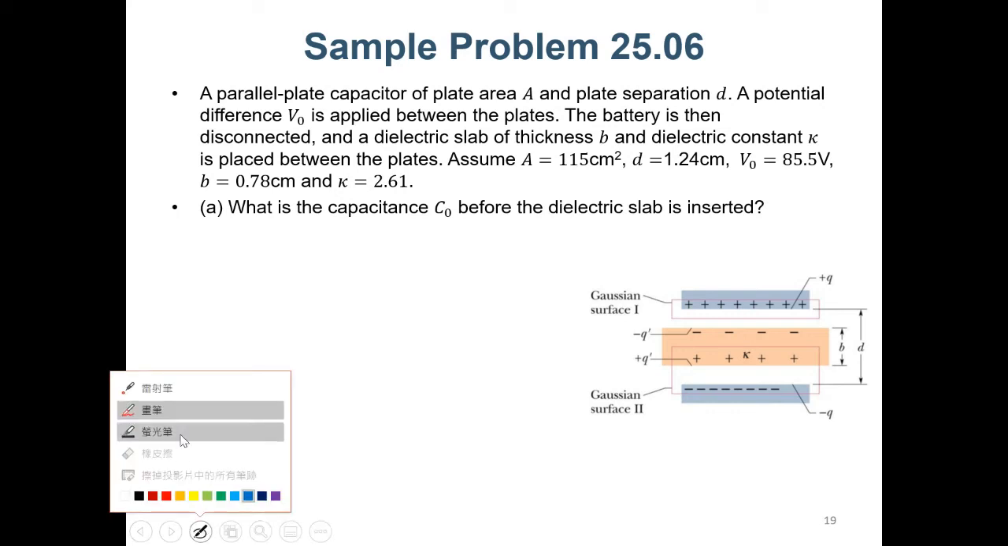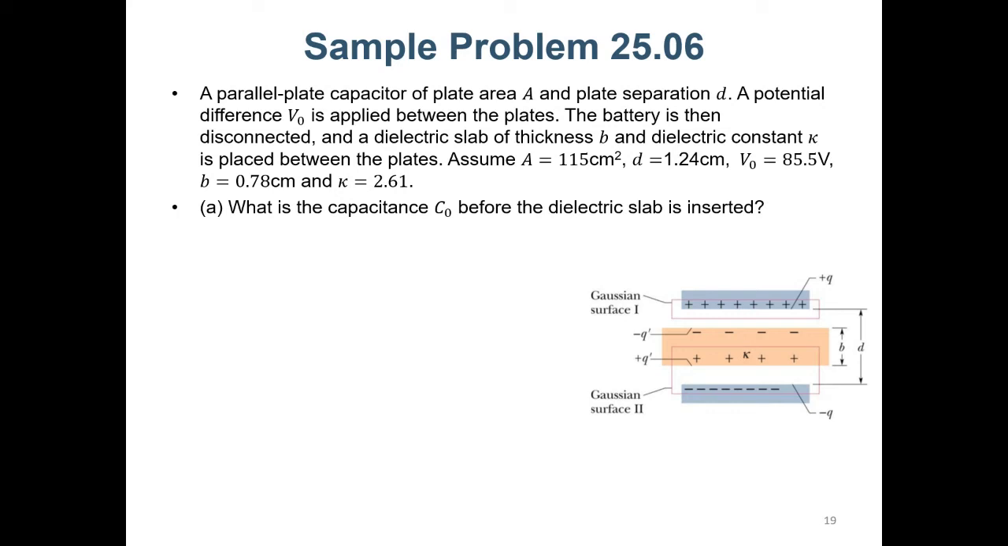So here we have another sample problem. A parallel plate capacitor with an area capital A and a separation D. A potential difference V0 is applied between the plates. So maybe you can consider this is 0 volt, this is V0 volt.